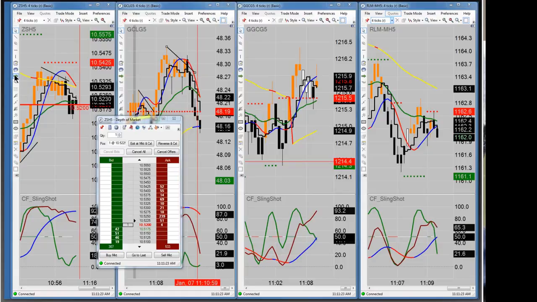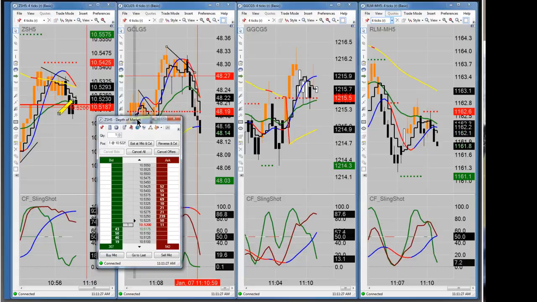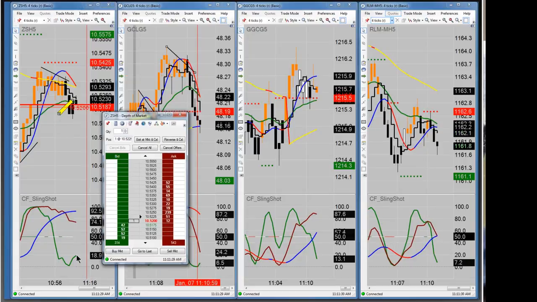Okay, so I'm long soybeans right here. All right. What we anticipate is that the green line is going to get up into this. Is going to get up into the cycle.